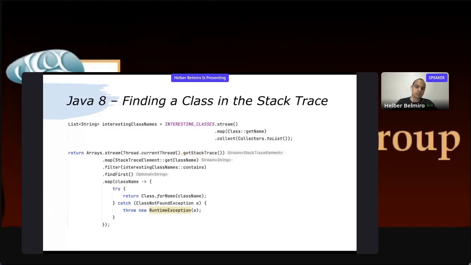So what is a better solution to this? Let's say we have a list of interesting classes that we want to find in our stack trace. So we would have to create a list of class names. So here I'm converting my list of classes to a list of class names.